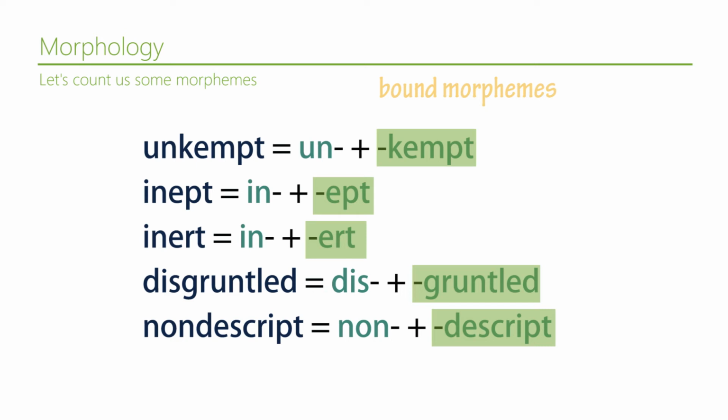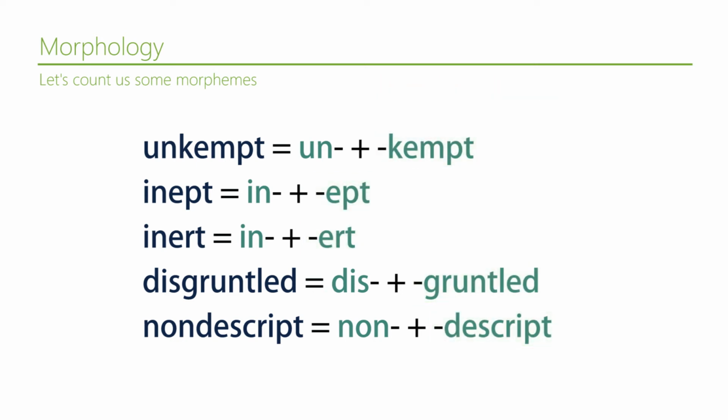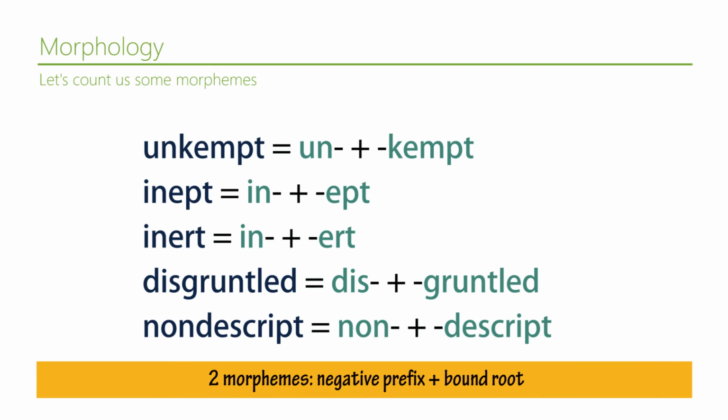So going back to our original question, how many morphemes? Two. Prefix plus bound root.